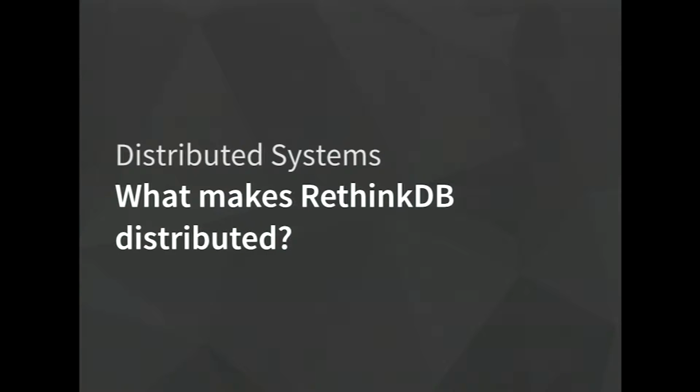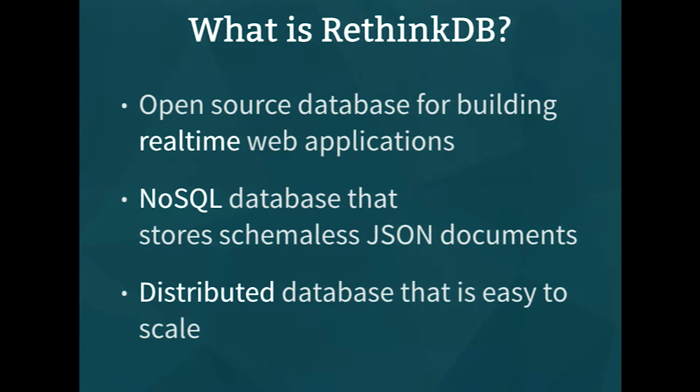So before we start, let's talk a little bit about RethinkDB and the fact that it's a distributed database. RethinkDB, as you all know, is an open source database for real-time web apps. It is NoSQL, which means it stores schemaless JSON, right? But the part we really care about is that it's distributed, and the fact that it's distributed means it is really easy to scale.